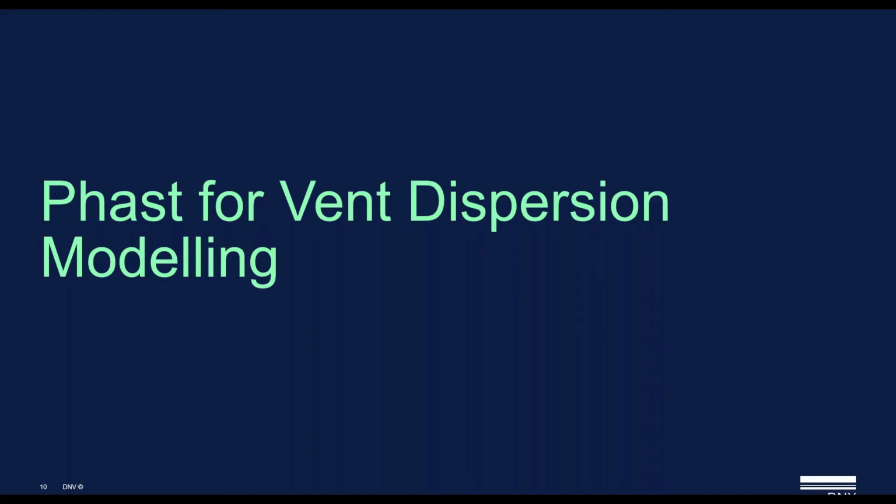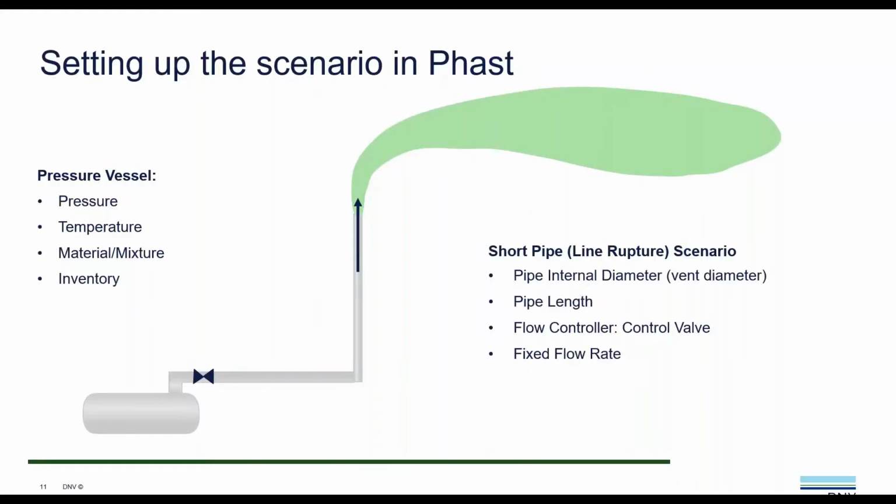Next, let us look at how we can model the dispersion of a release from a vent using FAST. First, we will have to set up the equipment and the release scenario. We set up a pressure vessel equipment item in the program, and we are going to define the operating pressure and temperature, the material or mixture that will be released, and lastly, how much of this material or mixture is released. So we look at the inventory.